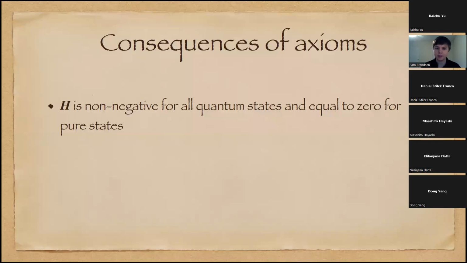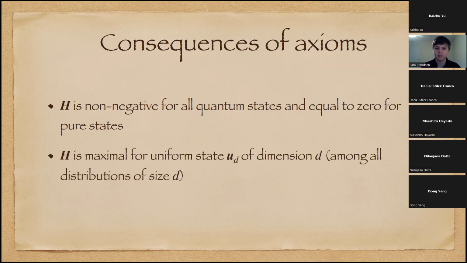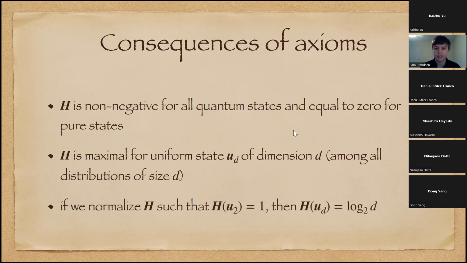So h is going to be non-negative for all quantum states, and we can also show that h will be equal to 0 for pure states. h will also be maximal for the uniform state of dimension d, again among all quantum states with dimension d. And if we normalize h, we again find that the maximal entropy is log 2 d.